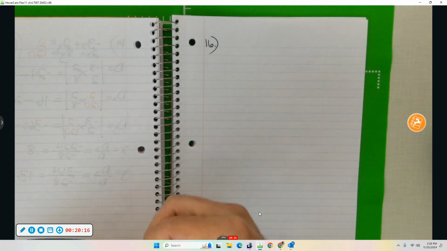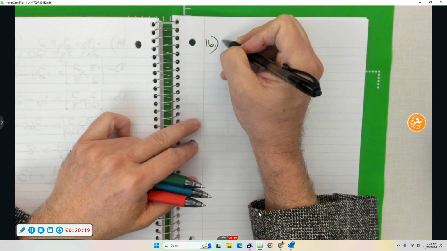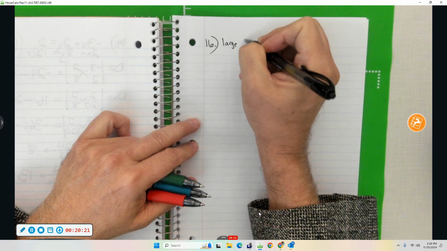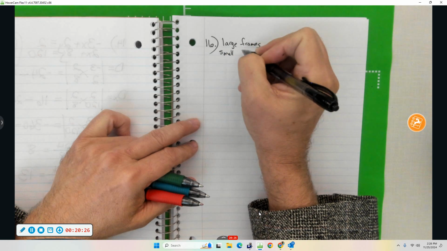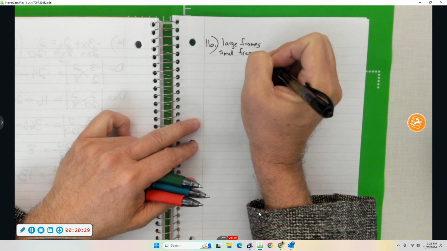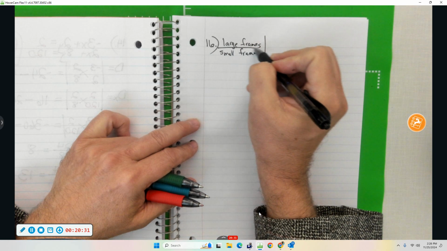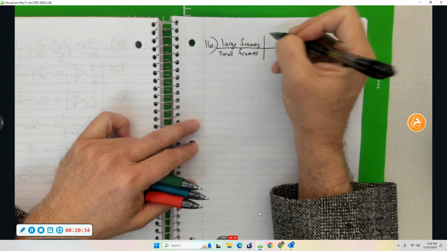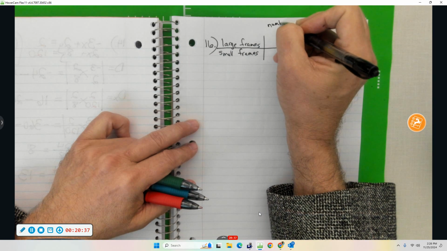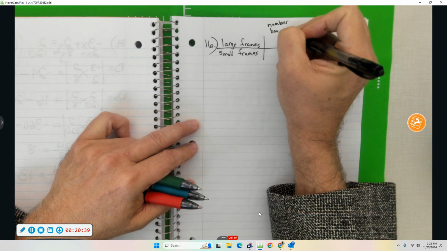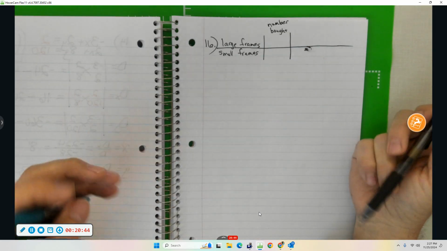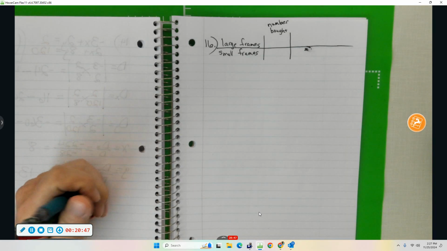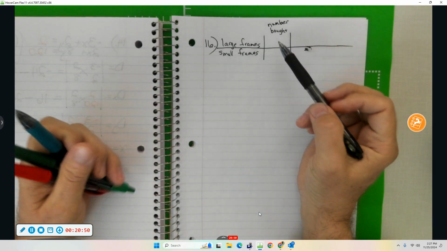I claim there are two things we don't know: the number of large frames she bought and the number of small frames. I'm just going to assume for the sake of argument that these are picture frames. It really doesn't matter. I'll say the number bought. I'll summarize the information on a table to the extent that it's possible.